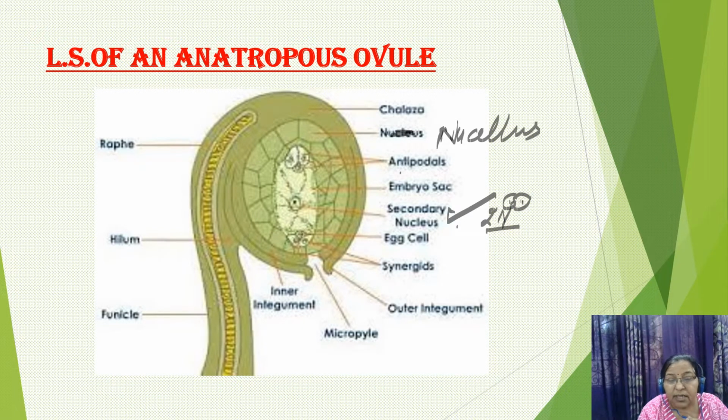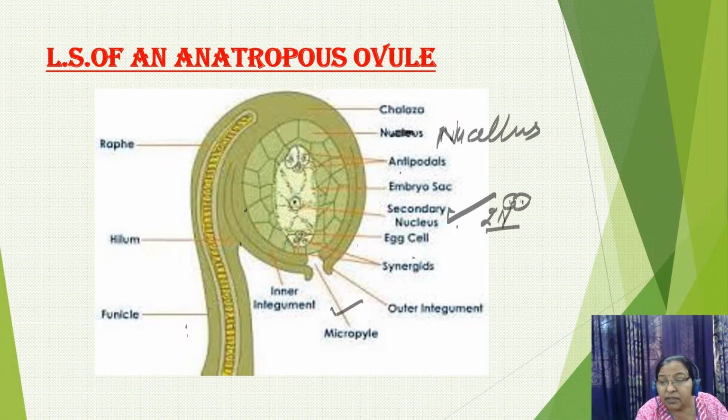Now here you can see the egg apparatus, the egg and the synergids. Two integuments, and then this micropyle. The funicle is the stalk with which the ovule is attached to the placenta of the ovary. This point is called the hilum, where the funicle is attached to the ovule. And this is an ovule which is inverted, anatropous.